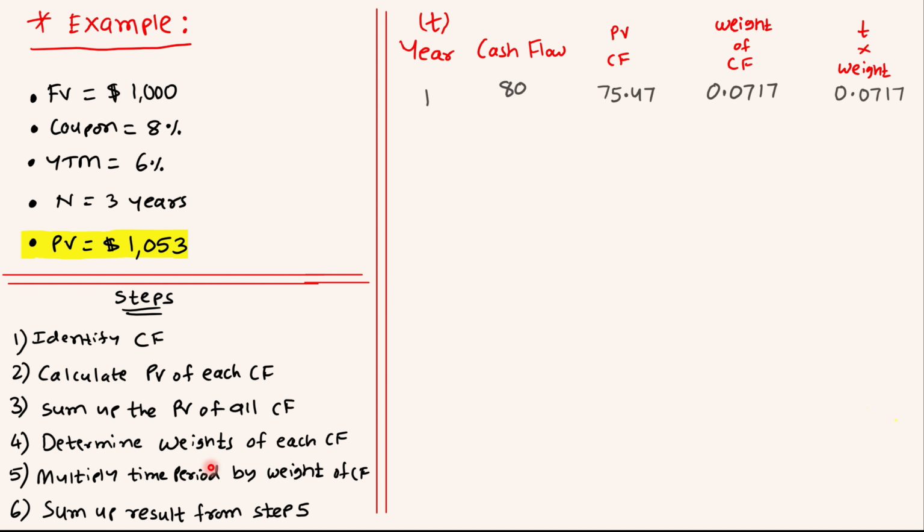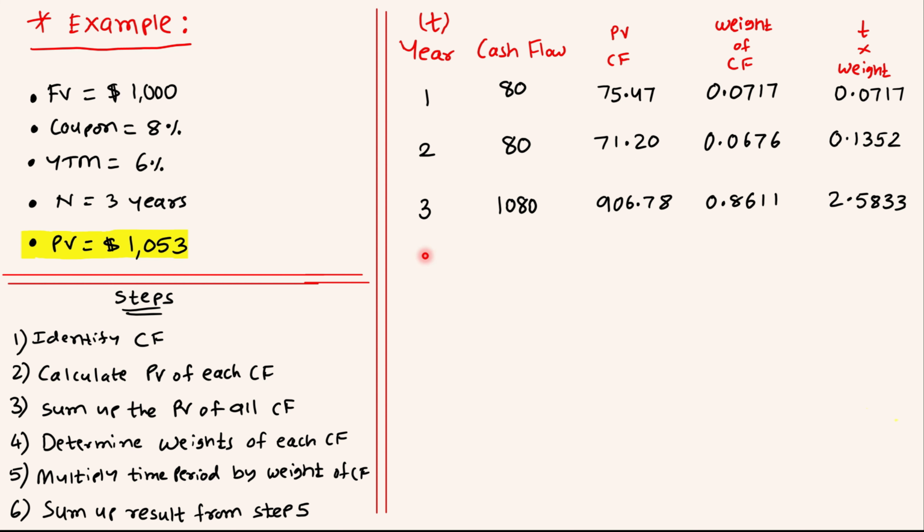So here we have year 1. It's going to be a 3-year bond. In year 1, we're going to receive $80 in cash. The present value will be 75.47. You divide 80 by 1.06 to the power 1, and that's the present value. So $80 is the value you're going to receive at the end of year 1. What's the value as of today? It's going to be $75.47. Similarly, we have year 2. You're going to receive $80 at the end of year 2. The present value is 71.20.